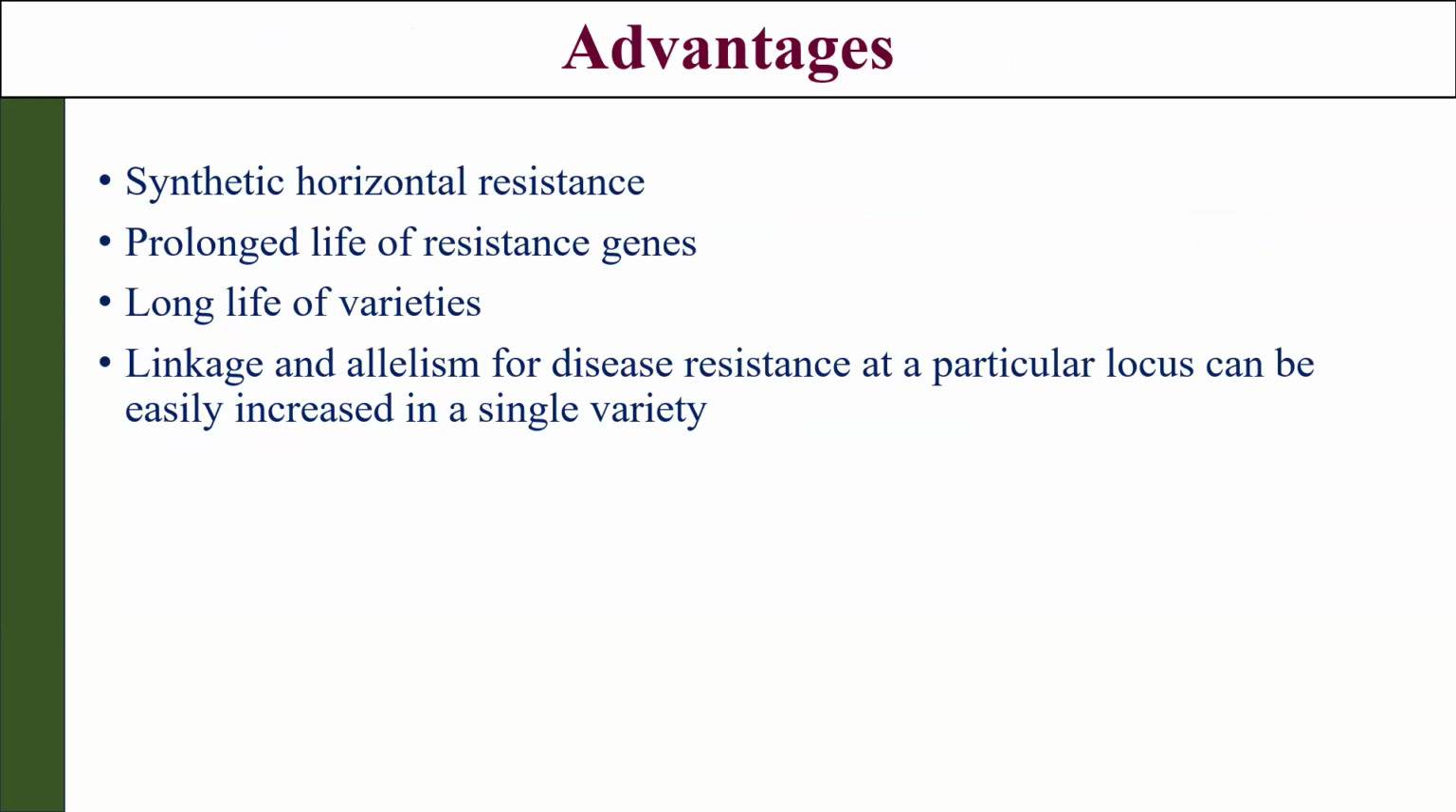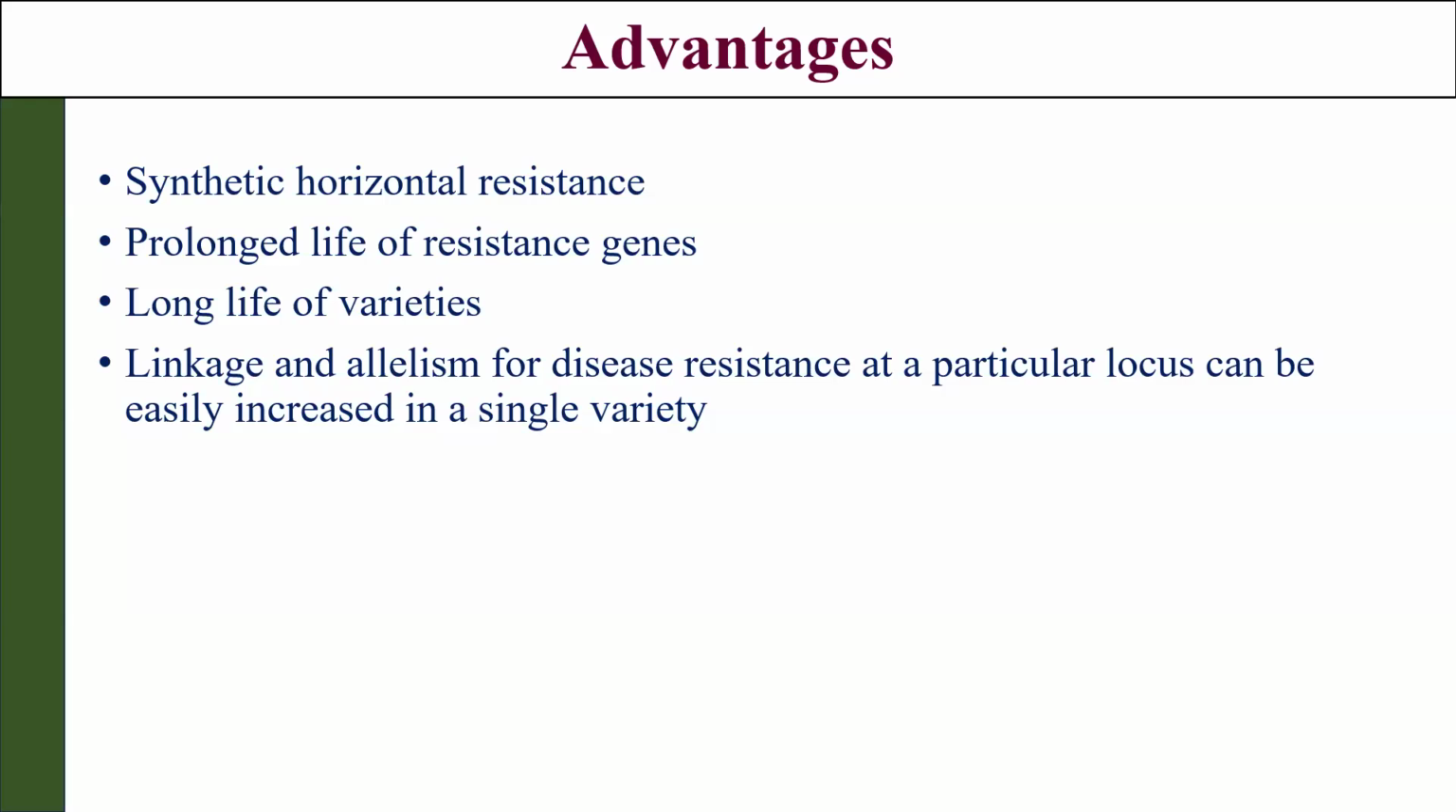Then prolonged life of resistance genes, because we are using multiple resistance sources or genes at a single time. The pathogen developing resistance for one particular origin will be easy. But when you're having multiple genes, it will be very difficult to develop resistance against all the genes at a single time. It's very, very difficult. That's why the durability of the particular resistant genes will increase.